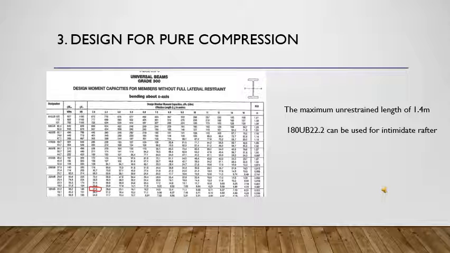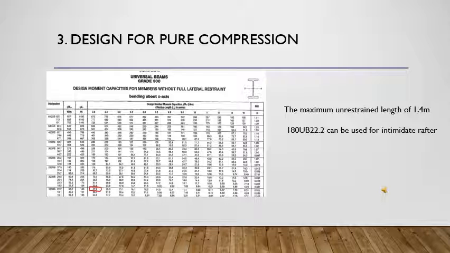The top flange of the rafter is restricted laterally against buckling about the beam weak axis, and the maximum unrestricted length of the rafter is 1.4 meters. The maximum unrestricted length is L equals 1.4, which is rounded to 2 meters.